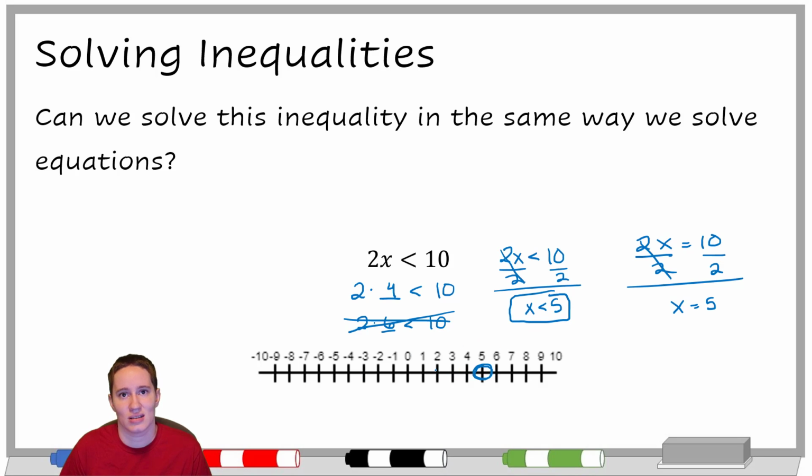So which direction is x is less than 5? That'd be to the left, because we said numbers like 4 and whatnot. So to the left, to the left.